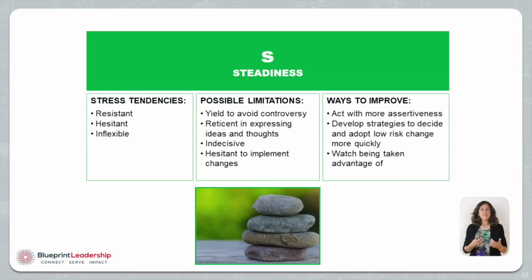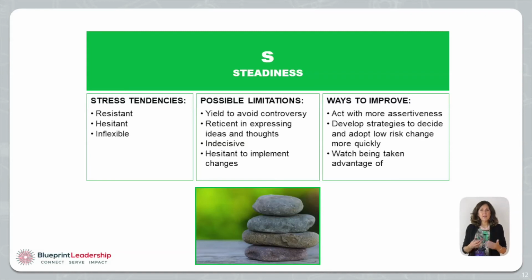So high S's will be perceived by D's, I's, and even C's as being resistant to change, resistant to new ideas, stubborn about the opinions that they have. The limitations that S's have really stems from that desire to have harmony and stability.